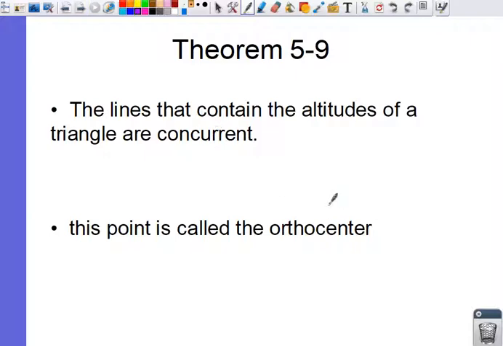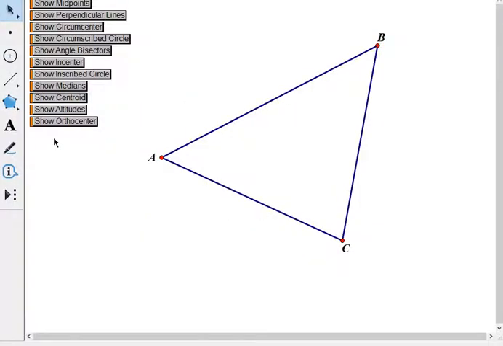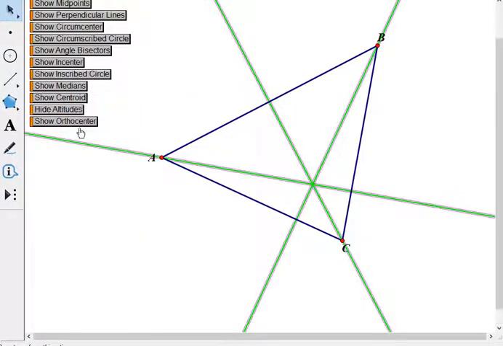Alright, now the lines that contain the altitudes are concurrent, and that point is called the orthocenter. That's our fourth center today. Alright, so in Sketchpad, altitudes are drawn perpendicular from the vertex to the opposite side. So all of these lines are perpendicular to the sides. And the point where they cross is called the orthocenter.